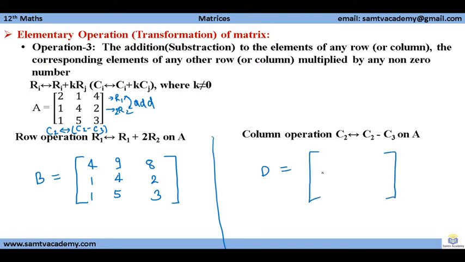The first column will remain the same, that is 2, 1, 1. What will the second column become? We have to do C2 minus C3. So 1 minus 4 will be minus 3, 4 minus 2 will be 2, 5 minus 3 will be 2. Now the last column will remain as it is, that is 4, 2, 3.